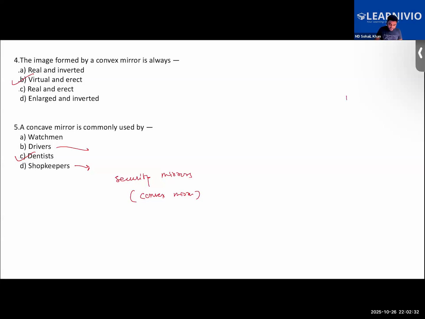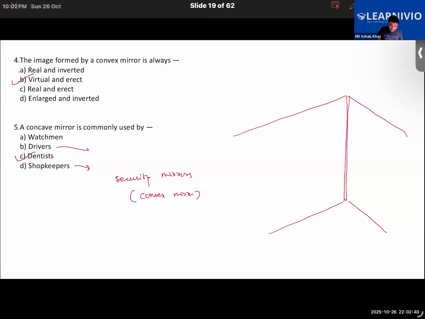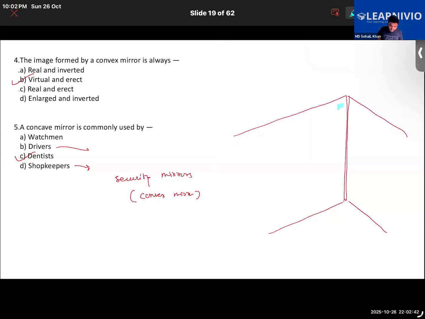Because they will simply mount a convex mirror in one corner of their shop. Suppose this is a corner of their shop and they mount a convex mirror on it. What you know about the convex mirror is that it forms a wide field of view. It gives you a wide field of view. So he just looks in the mirror and is able to spot any person.